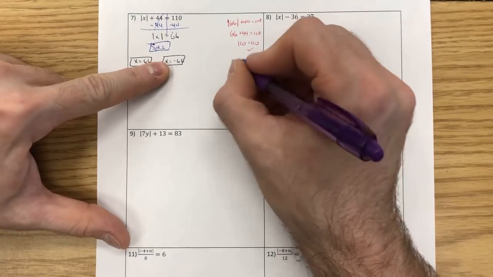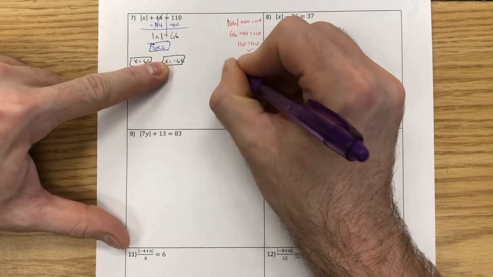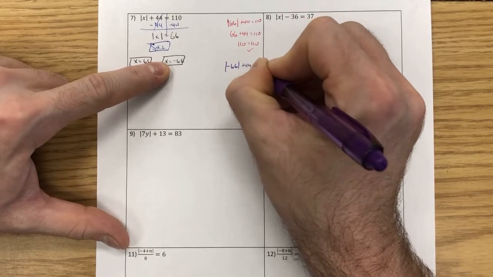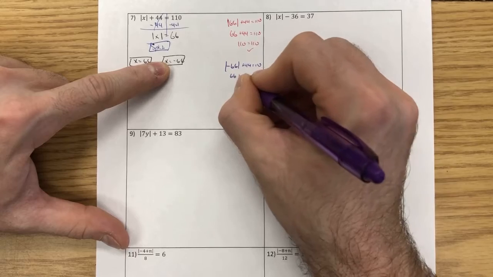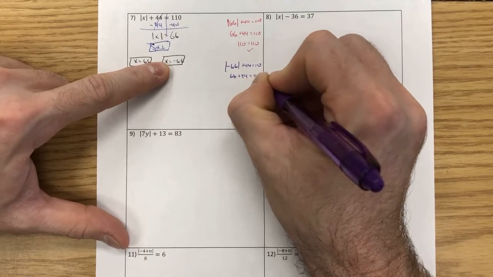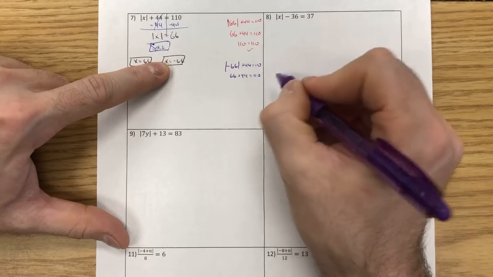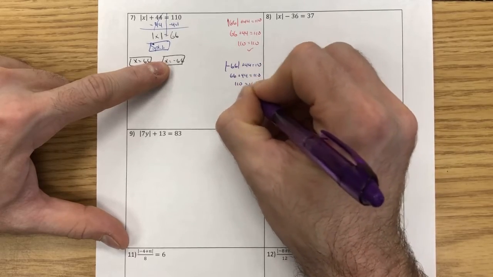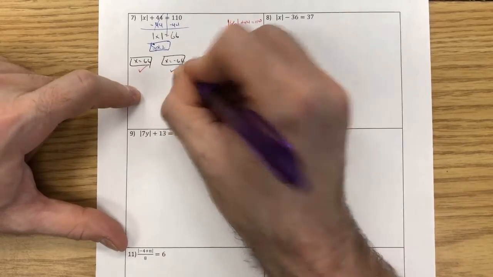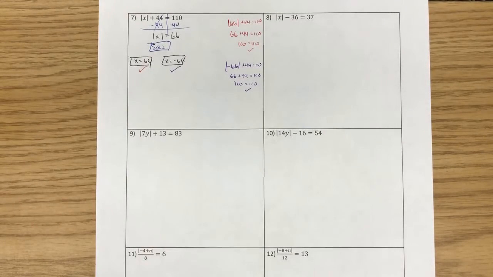If I plug in negative 66, the absolute value of negative 66 is positive 66. 66 plus 4 is 70. 70 plus 40 is 110. That checks out, and so does my other answer. Awesome.